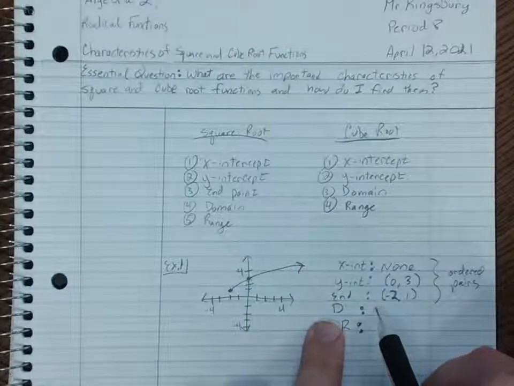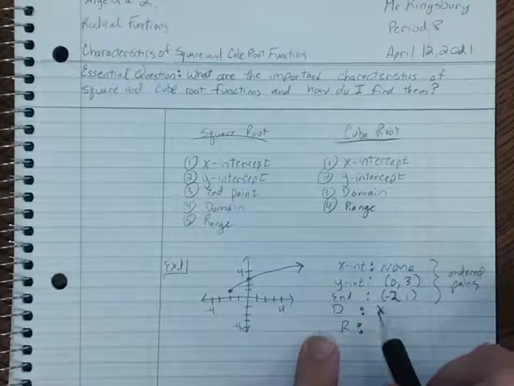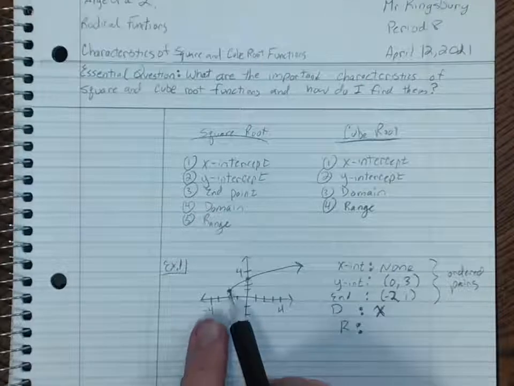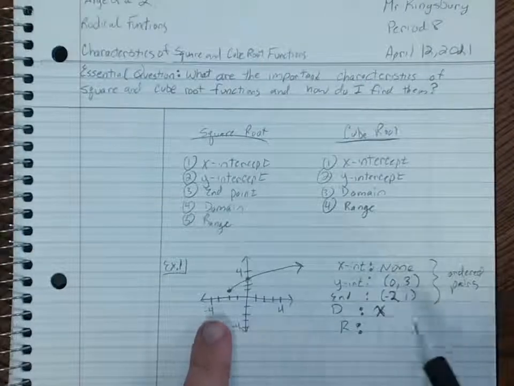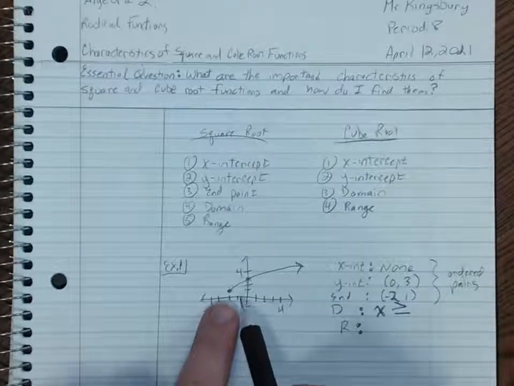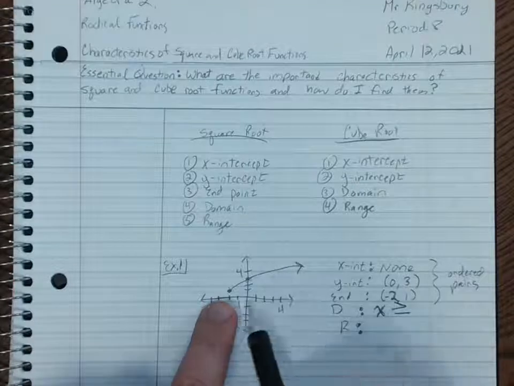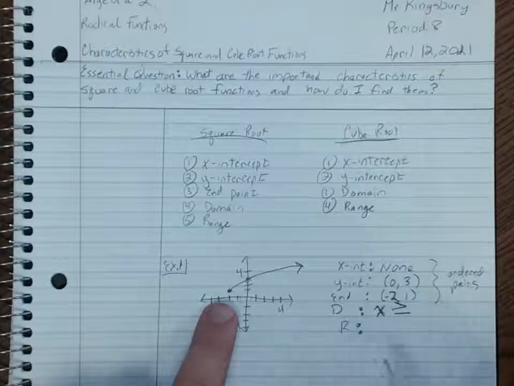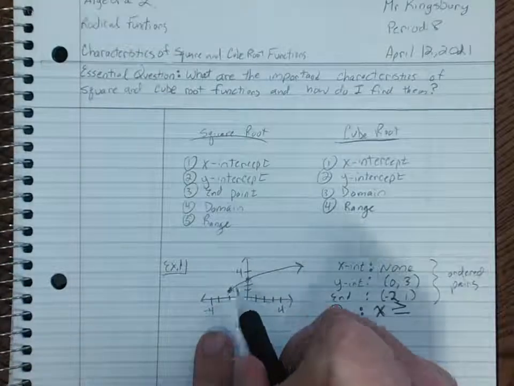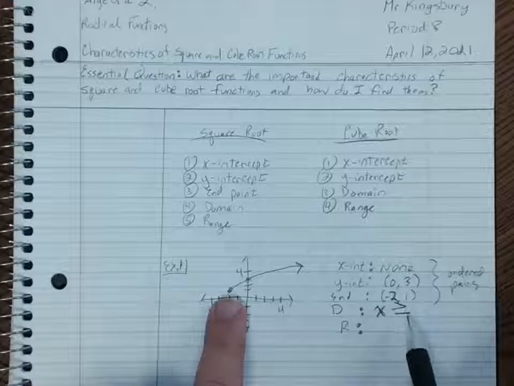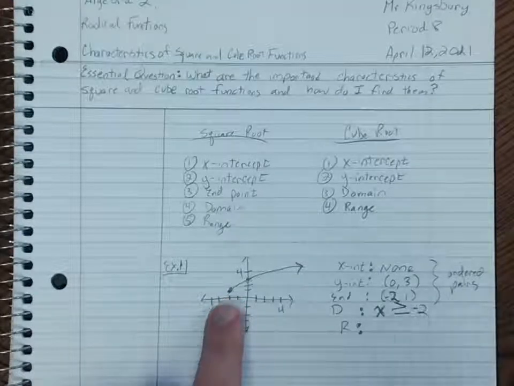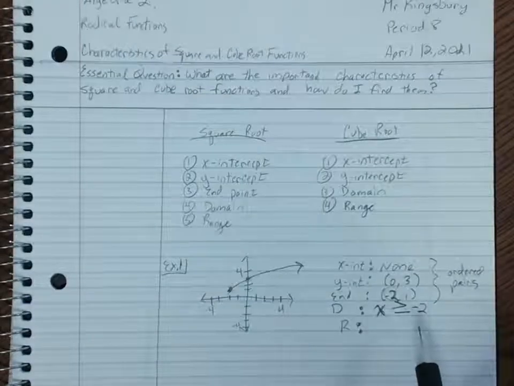Domain deals with x, so I'm going to start with the letter x. I'm looking at this dot here. The graph goes to the right of the dot. That means I'm going to use greater than or equal to, because all of the x values on this graph are over here to the right of this dot. So I'm going to put greater than or equal to, because the endpoint is always included. And then the question is, what is it greater than or equal to? Well, it's just the x value of the endpoint, which is -2. So that's my domain. X is greater than or equal to -2.